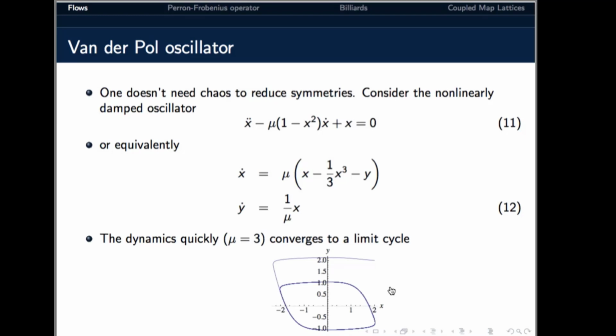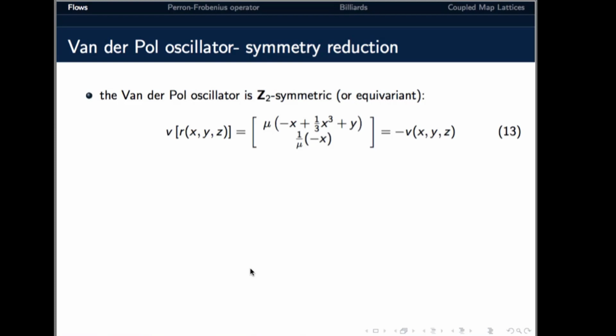However, here too, you can spot the same symmetry as before. That is, you can verify that the Van der Pol oscillator is Z2 symmetric, or again equivariant. Sorry, I left the Z here. There should be no Z. It will be just x and y. So just v of x and y, and then you apply the switch: x and y go to minus x and minus y, and then what you obtain is minus the velocity field of x and y. There should be no Z, it's in 2 dimensions.